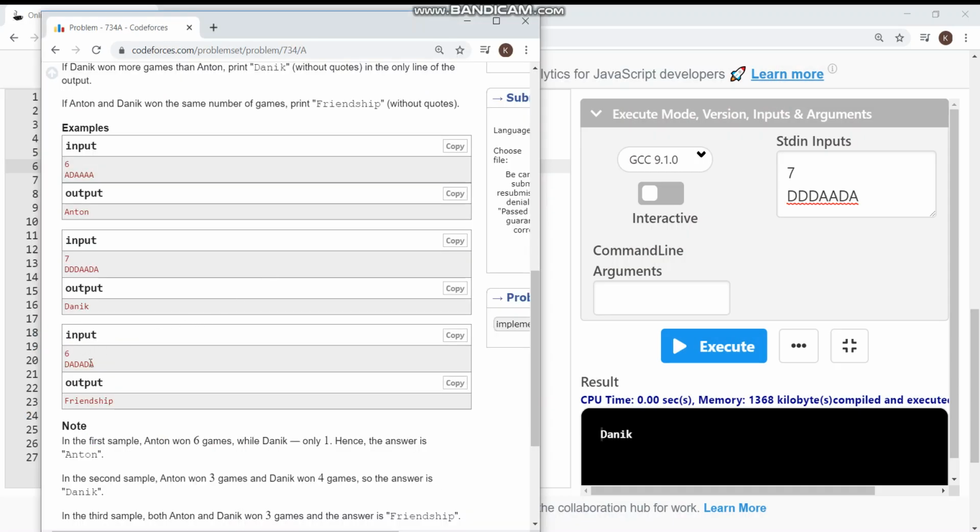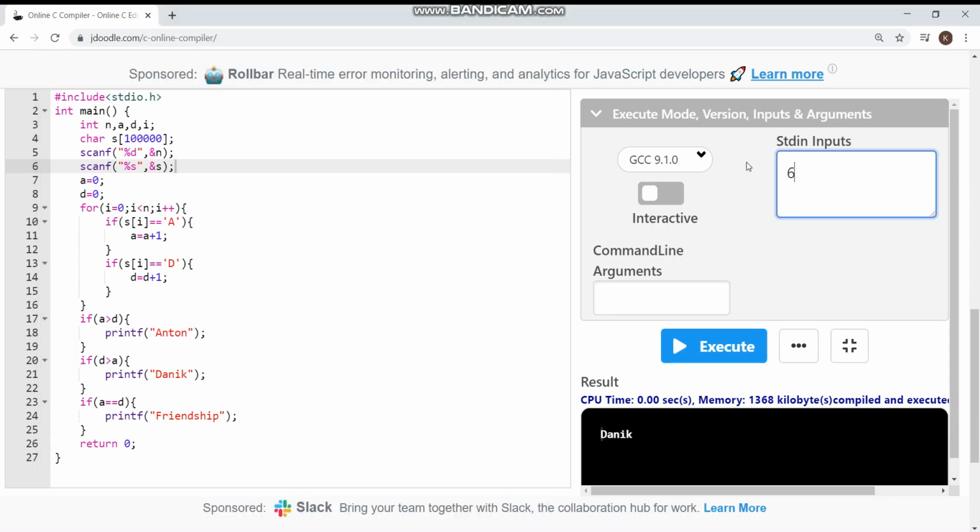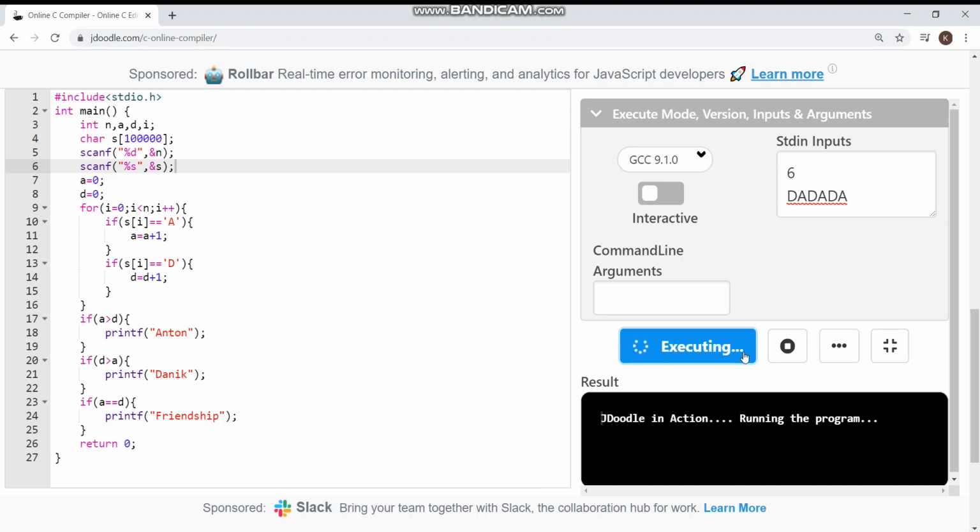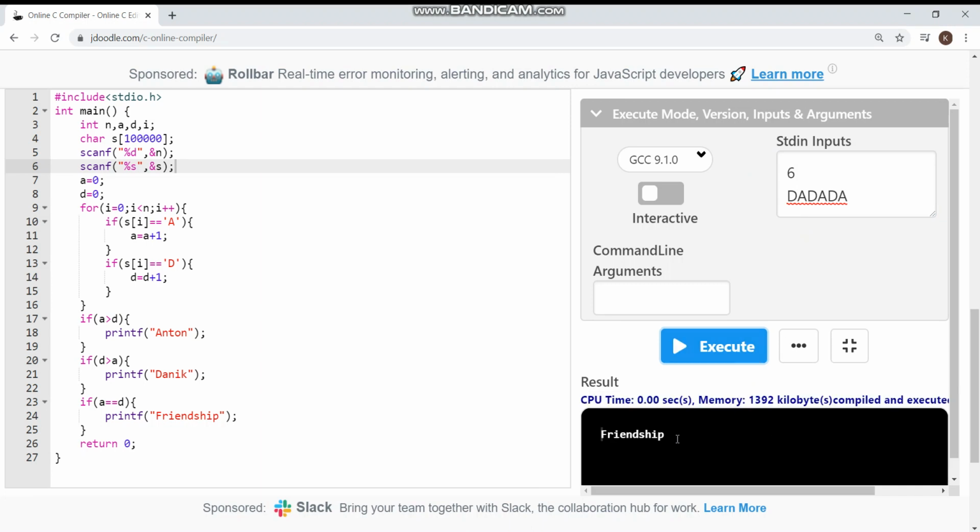And the last input, 6, DA, and the output must be friendship. Yes, we got friendship, so it works.